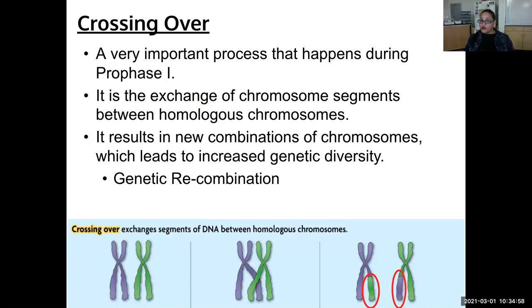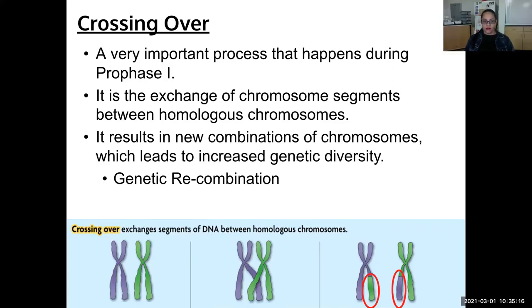Crossing over is a very important process that happens in prophase 1. It's the exchange of chromosome segments between homologous chromosomes. And it results in new combinations of chromosomes, which leads to increased genetic diversity. It's also known as genetic recombination.